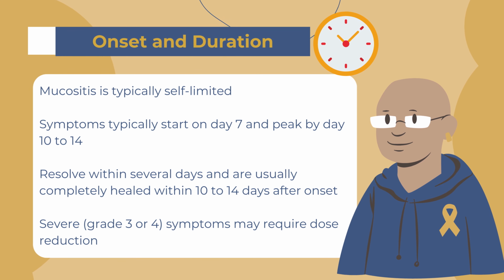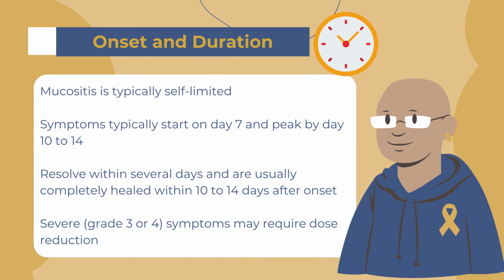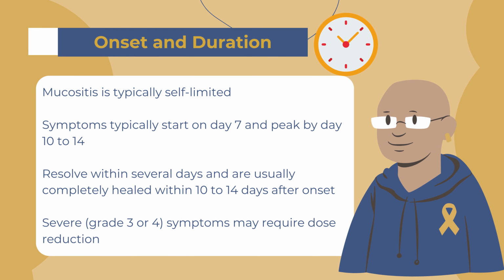Mucositis is typically self-limited. Following conventional cytotoxic chemotherapy, symptoms typically start on day 7 and peak by day 10 to 14. Mouth lesions spontaneously begin to resolve within several days and are usually completely healed within 10 to 14 days after onset. Severe grade 3 or 4 symptoms may require dose reduction during subsequent treatment cycles.